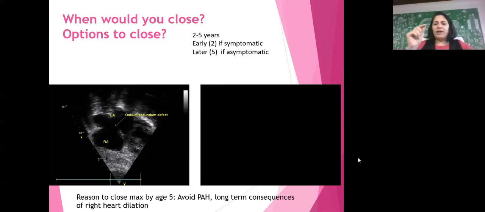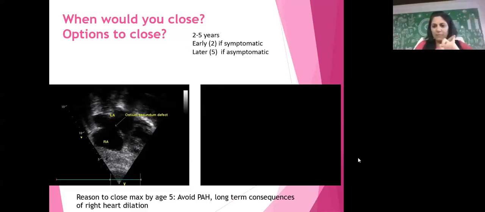Now, when you have RA-RV dilation, and you continue with right heart dilation for 10 years, 15 years, 20 years, 30 years, one issue, as we all know, is development of pulmonary hypertension. That is one dreaded complication. And when the patient's lungs are damaged, there is then no chance of operating. So you have reduced his lifespan.